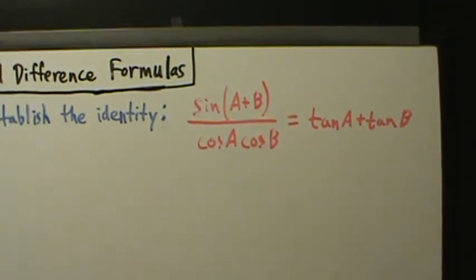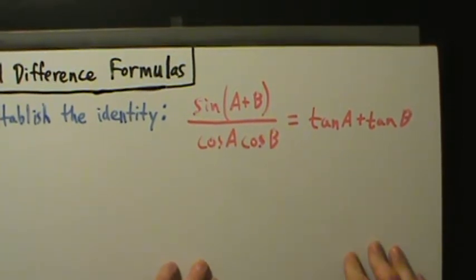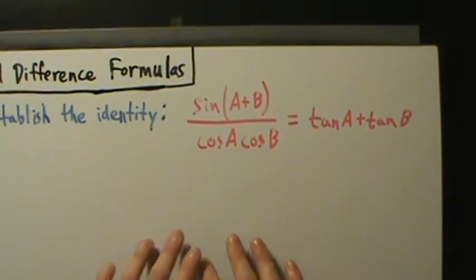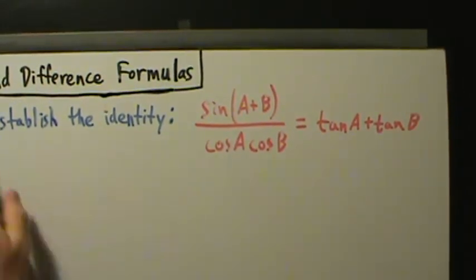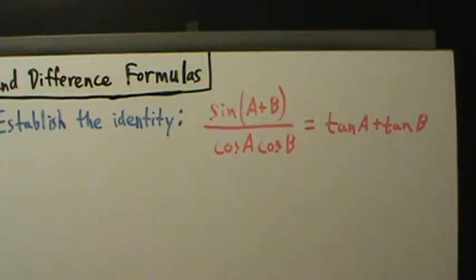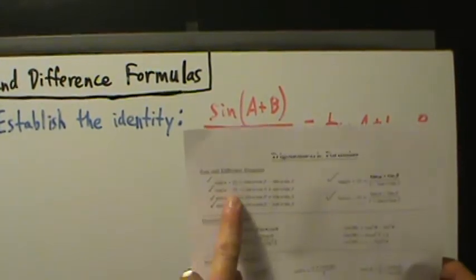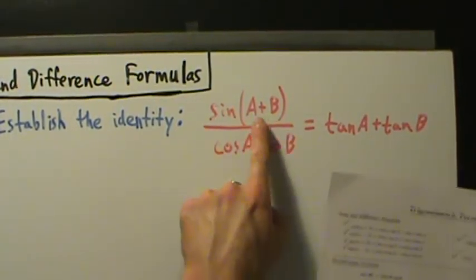So just like before, the thing that you always do with every establish the identity problem is start on one side. Pick a side, usually the more complicated side, work on only that side, and leave the other side completely alone. Since we're talking about sum and difference formulas, we'll pick the side that has the sum angle. So sine of a plus b, we can use our formula sheet to express that in terms of sines and cosines without the a plus b in there.